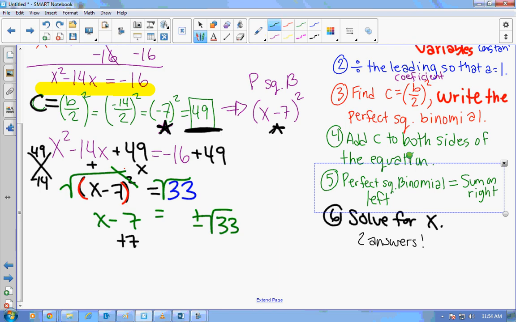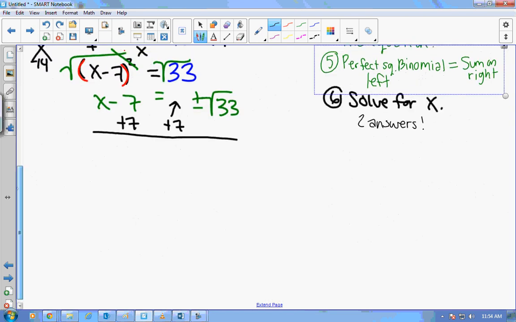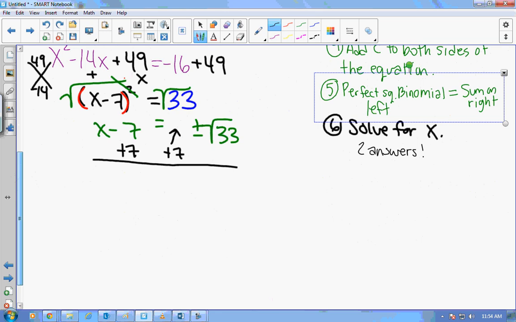Now, careful. When we add 7, this plus 7 needs to go in front of the plus and minus. It is not 33 plus 7, which makes 40. These are not like terms. This is an integer, and that's an irrational number in the radical family. We're not going to be adding them together. So you get two answers, which is why I wrote two answers. One answer is 7 plus root 33. The other answer is 7, any ideas?